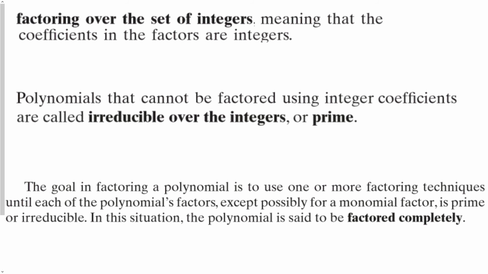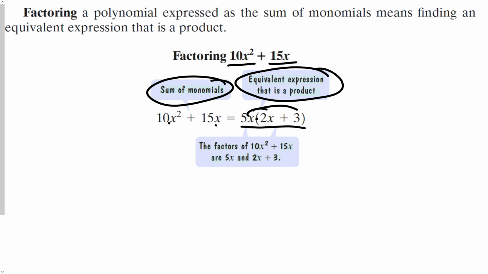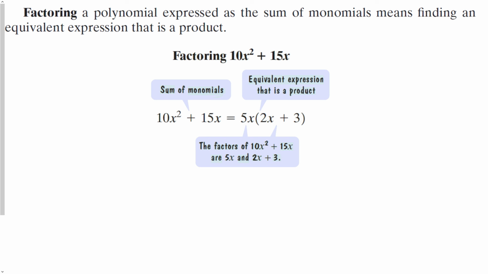So we're looking to break this expression down into as many possible different products as we can. And then when we're done, we can say it is factored completely, right? Because there's nothing else I can take out of 5x, and there's nothing else I can take out of 2x plus 3.